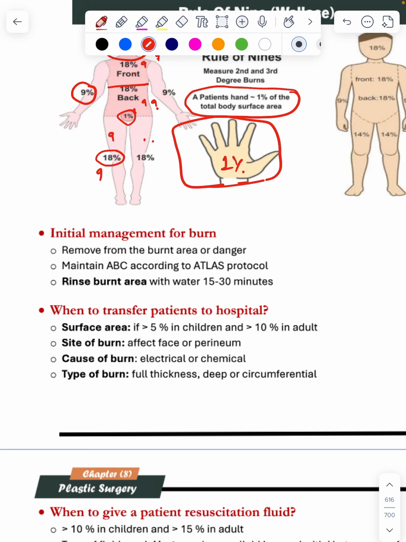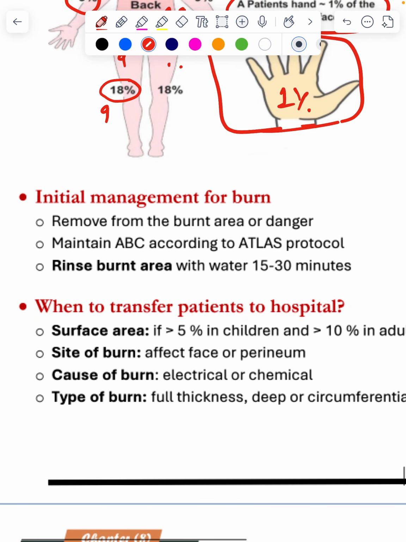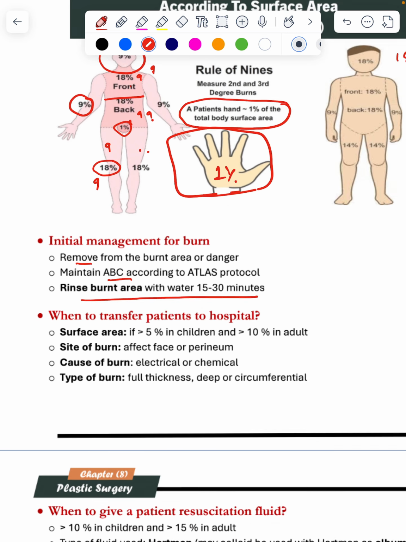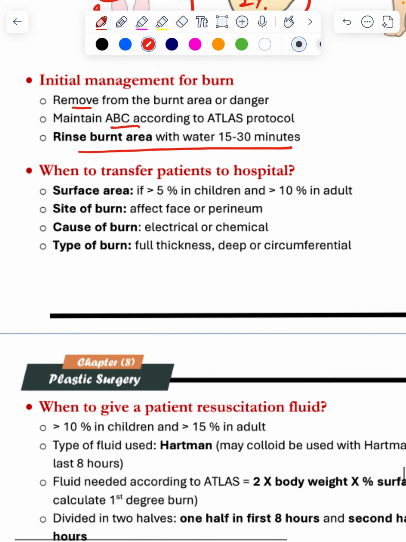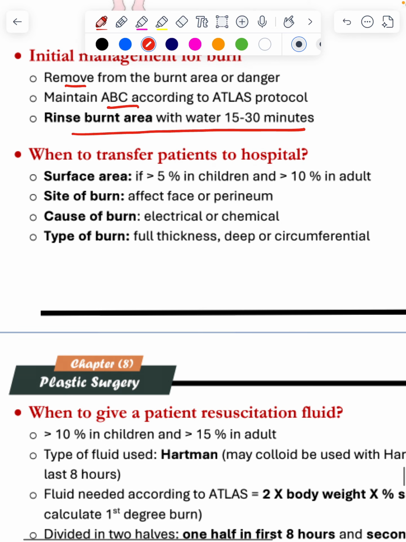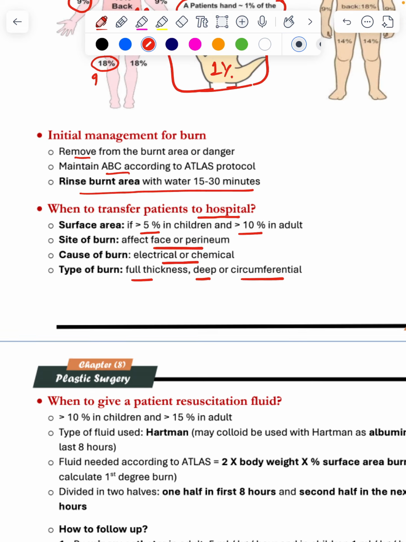Initial management: you have to remove the person from the burnt area first. Definitely ABG according to ATLS. Rinse the burnt area with water for 15 minutes to prevent further damage. When to transfer patients to the hospital? When you are hospitalizing the patient: more than 5% in children, more than 10% in adult. So 5% rule for children, 10% rule for adult. Site of the burn: face and perineum. If it is there, you have to admit the patient to the hospital. Electric, chemical, you have to transfer the patient to hospital. Full thickness, deep or circumferential.